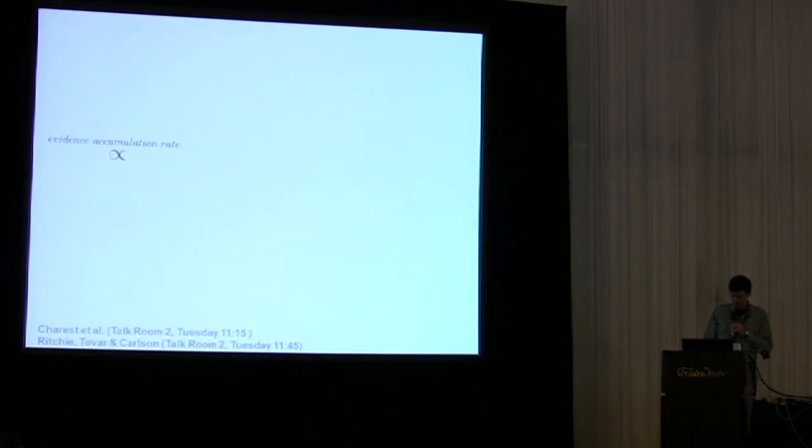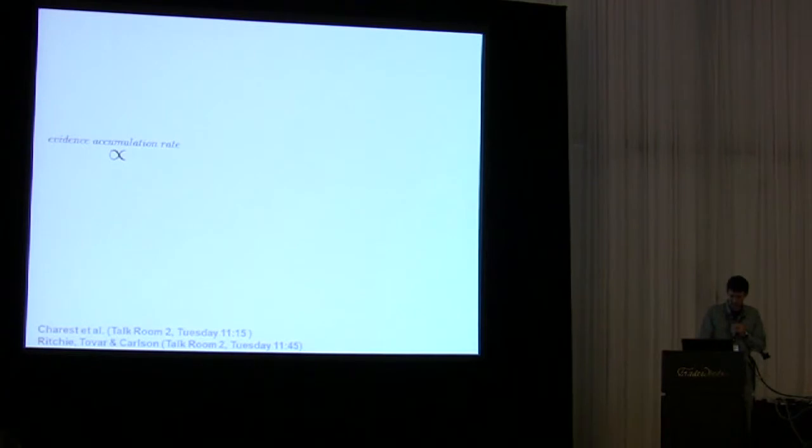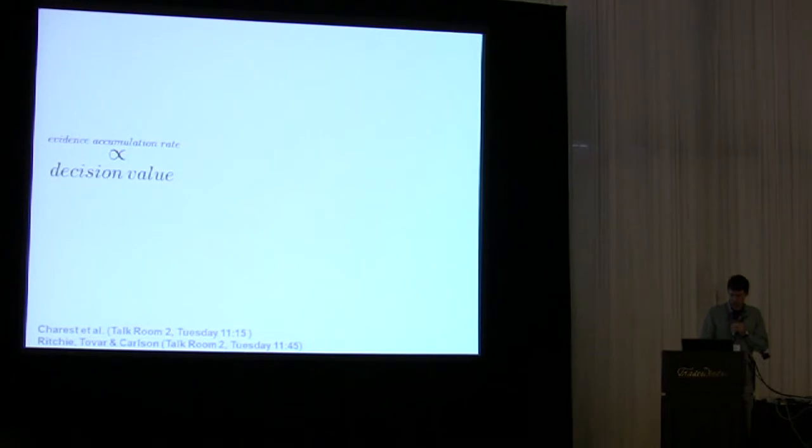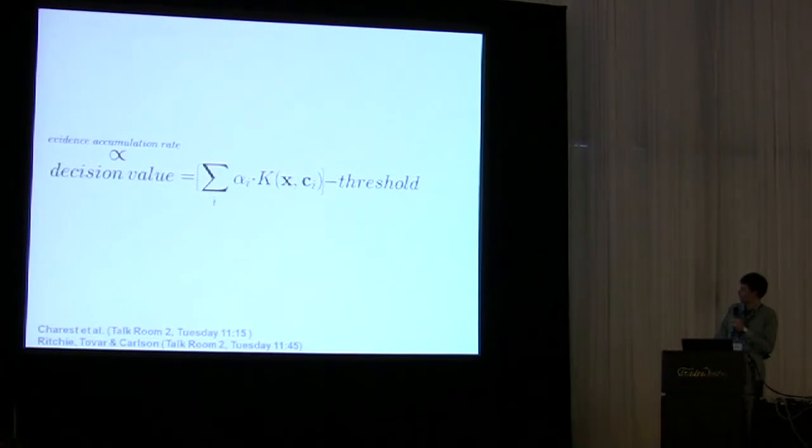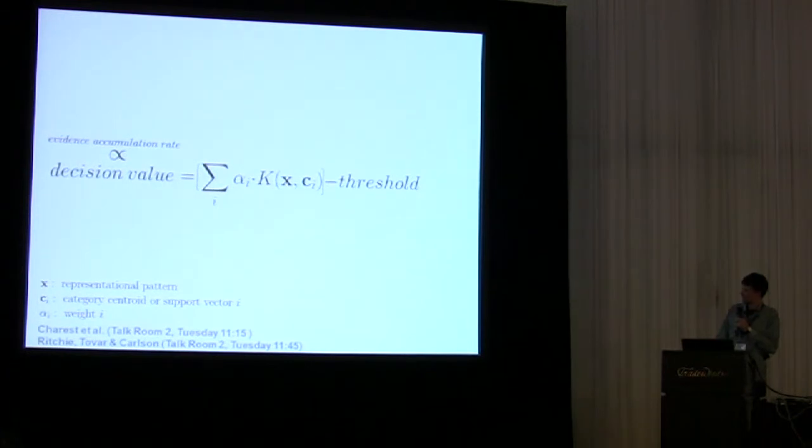So in this year's VSS presentation, Jan Scharre is taking this one step further. Our basic assumption here is that the evidence accumulation rate is proportional to the decision value. And we're using this framework of kernels where X here is the representational pattern, and then we have these reference patterns C, which could be category centroids, or they could be support vectors, and then we compute these kernel similarity measures between these reference patterns and the input patterns, and weight them in order to model the decision value.